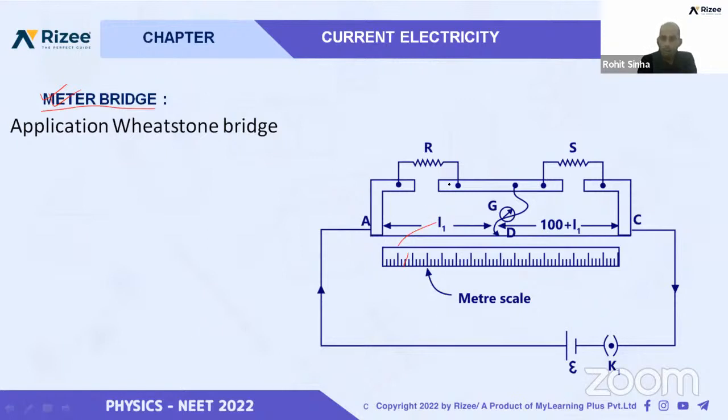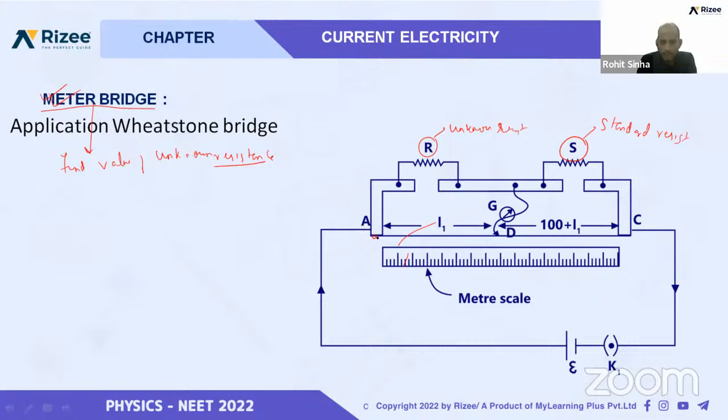Meter bridge. Now, what happens in a meter bridge? In a meter bridge, we usually find the value of an unknown resistance. Suppose here S is called the standard resistance. We know its value. And R is the unknown resistance here, and we have to find it.